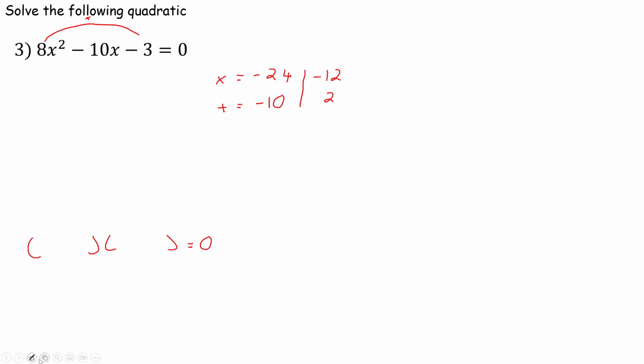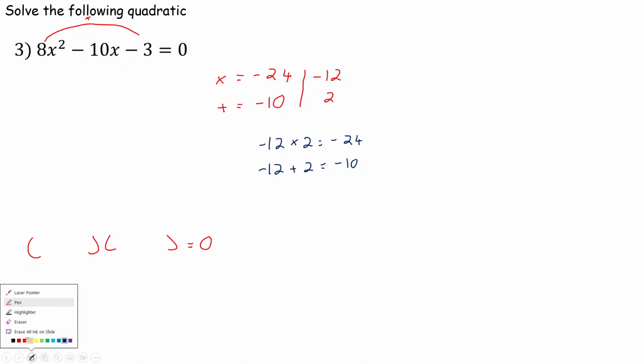But let's just double check this, because as we mentioned previously, it's really important we get this right. So if we go and do -12 and we times it by 2, that gives you -24, which is good. That's what you want. And if you add them together, so -12 plus 2, you're getting bigger, so -10 is your answer, which is perfect. So that makes sense, which is good. Now we can go to our grid and go and put this all together.